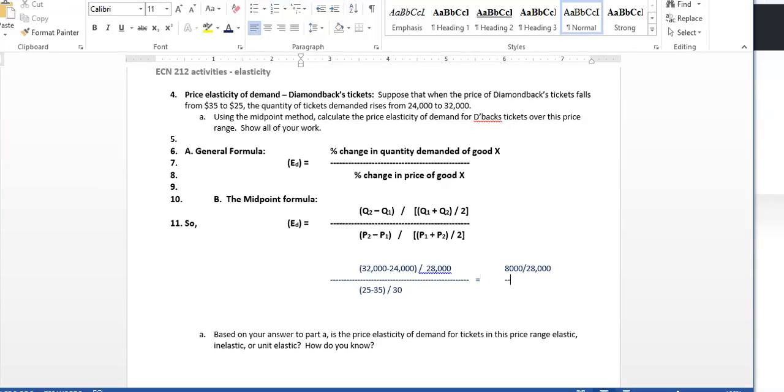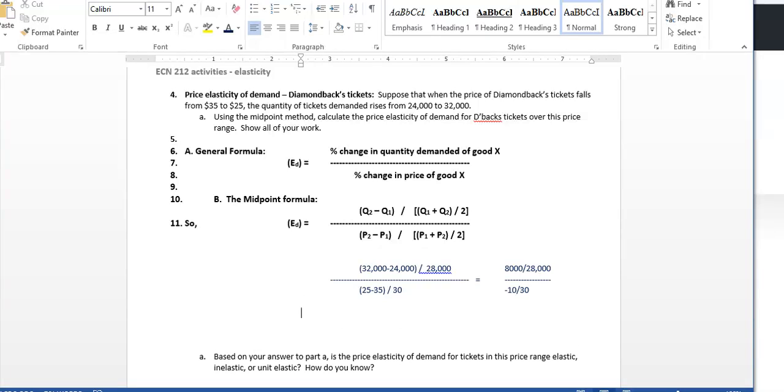And down below, for price, we've got negative 10 divided by 30. Now we're going to plug in or calculate the decimals. So 8,000 divided by 28,000 is 0.285714 repeating. So that's what's on top.